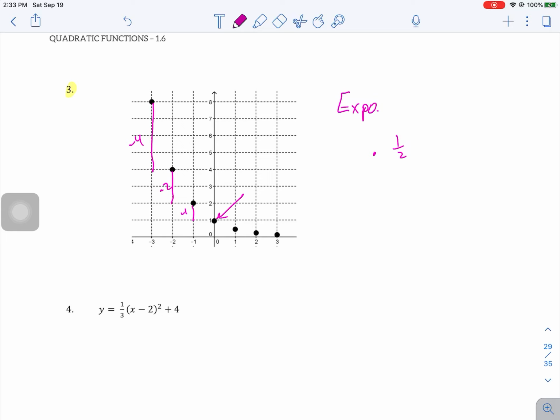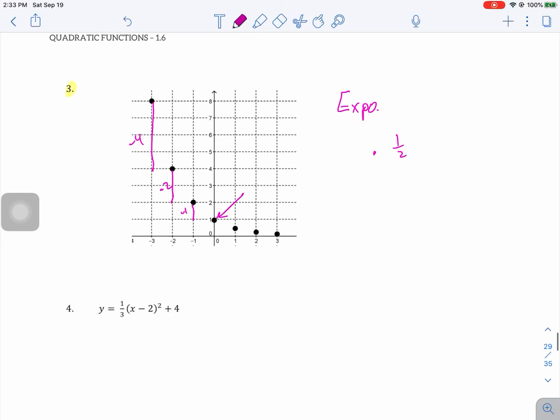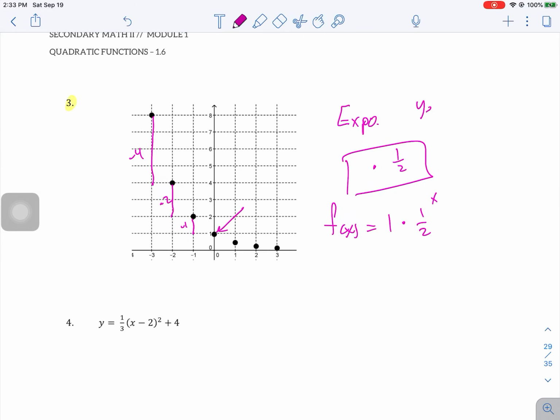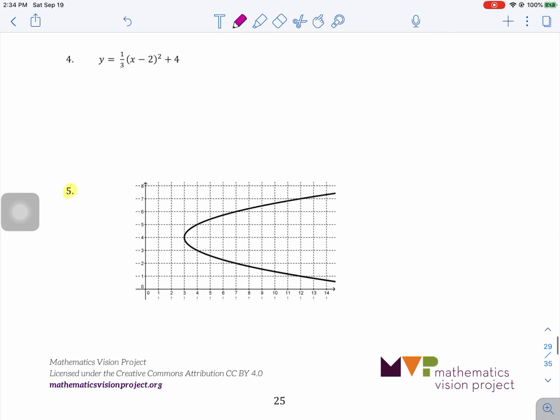The starting point, I can write the equation from this. The starting point is actually 1. So f of x is equal to 1, and the pattern is a half, to the x power. The change is multiplying by a half each time. So it's clearly an exponential pattern that we have here. And yes, it's a function. You've got that vertical line test and others.